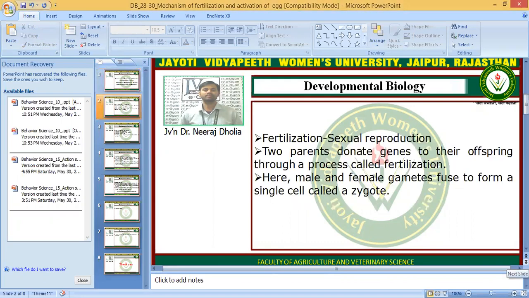As you know, fertilization is the characteristic feature of sexual reproduction, and it is defined as the fusion of the male and female gametes leading to the formation of the zygote.